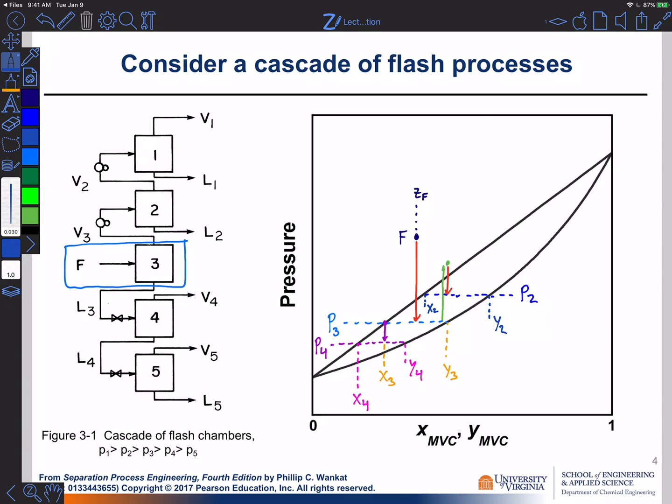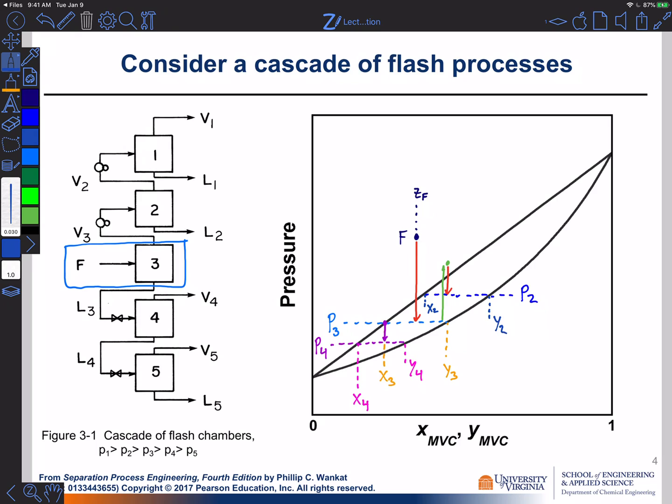But we have a lot of intermediate products here: L1, L2, V4, V5. All of these intermediate products are things that we would have to deal with at some point, and that's not particularly convenient from the standpoint of thinking about what we would actually do with all of those streams. And so, in this particular case, we get the feel that perhaps this cascade of flash processes doesn't make quite as much sense as one would like.